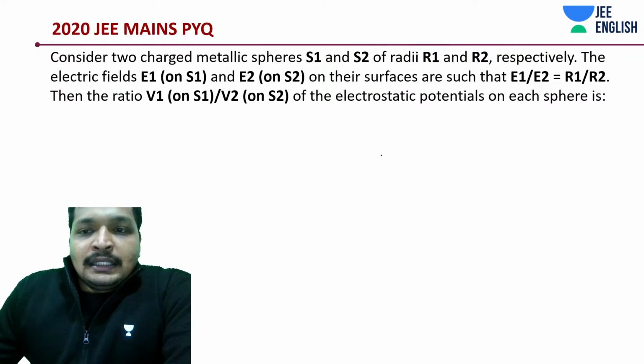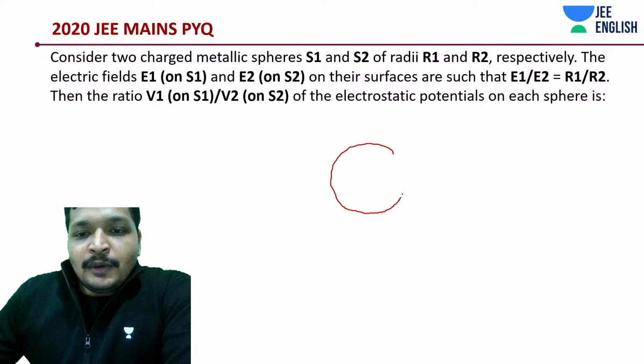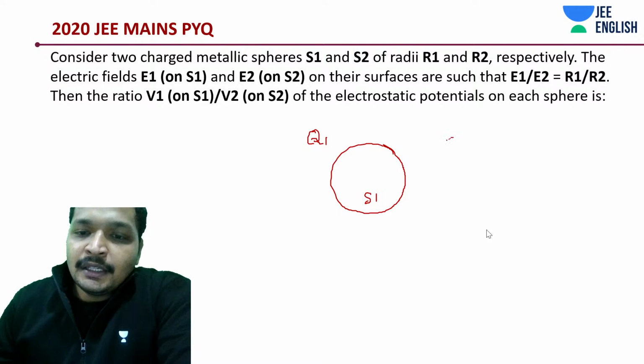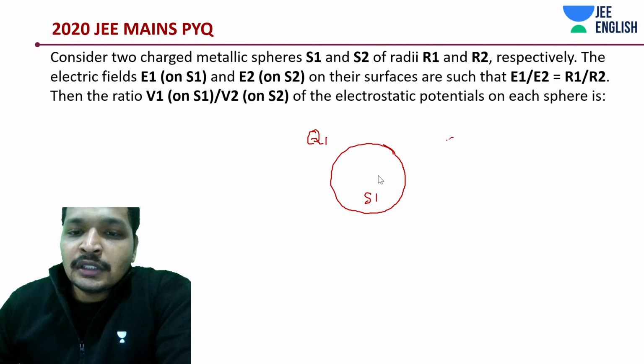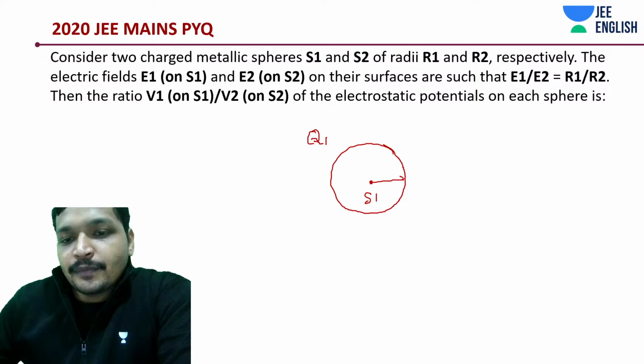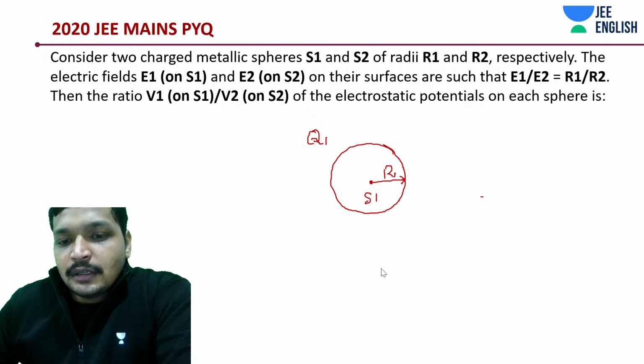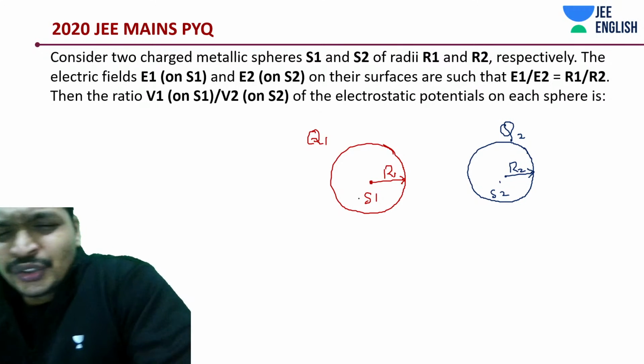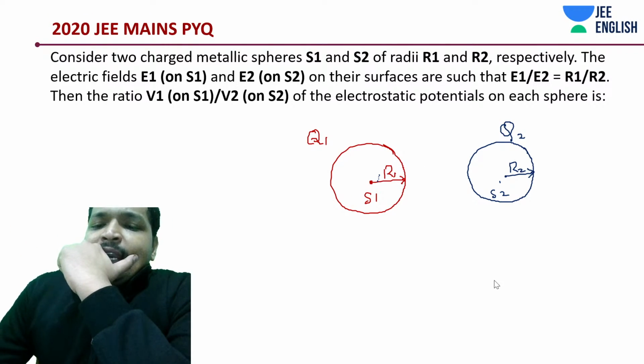Let's understand the thing. You have two spheres: sphere S1, whose charge we'll take to be Q1, and sphere S2. The sphere S1 has radius R1, and sphere S2 has radius R2 and charge Q2. So let's talk about electric field.